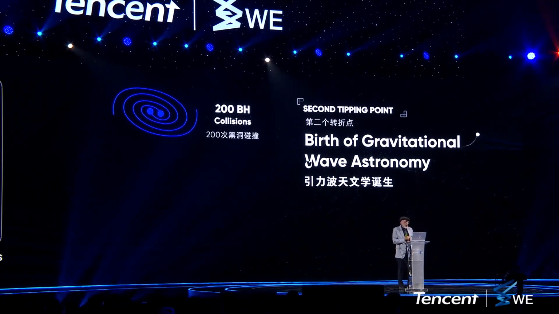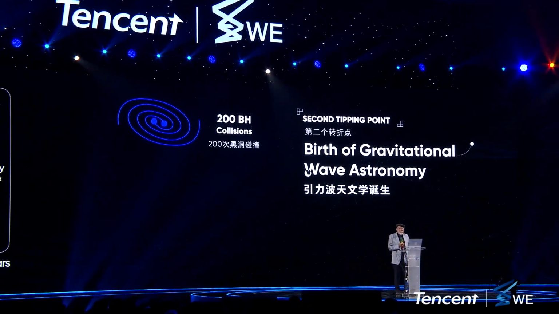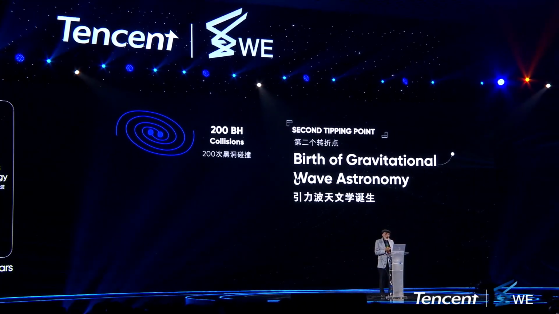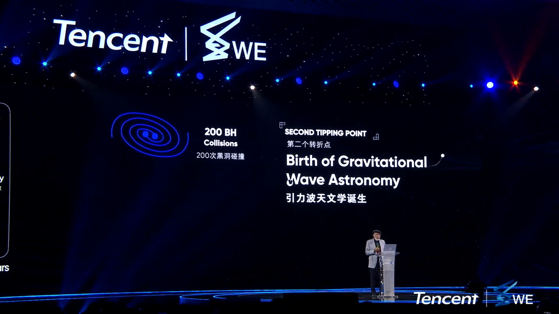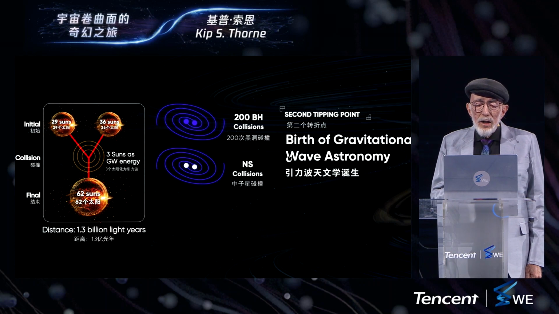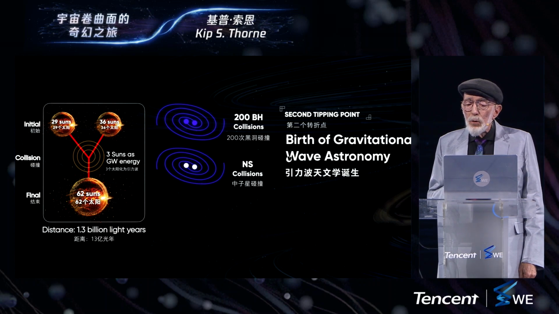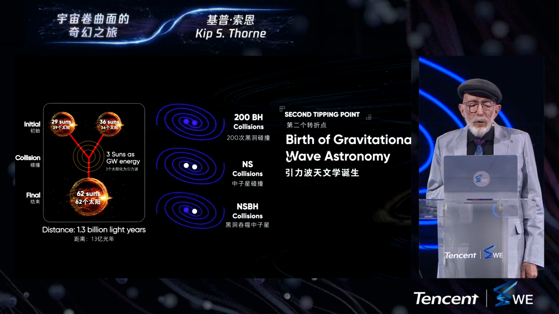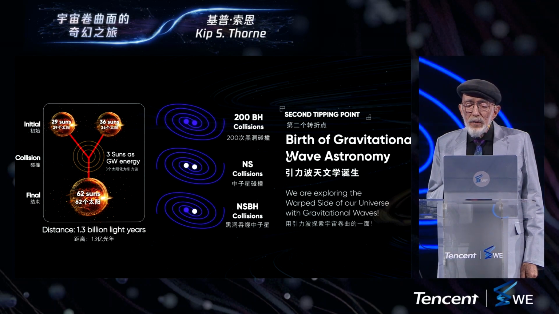The LIGO-Virgo collaboration has now observed more than 200 black hole collisions, and we're using our data to explore the laws that control black holes and the properties and populations of black holes in our universe. We've also observed several collisions of neutron stars, including one from which we're seeing every form of electromagnetic wave that astronomers are able to see. And we've observed several black holes swallowing neutron stars. We are exploring the warped side of our universe with gravitational waves.